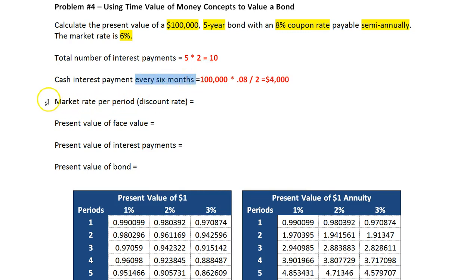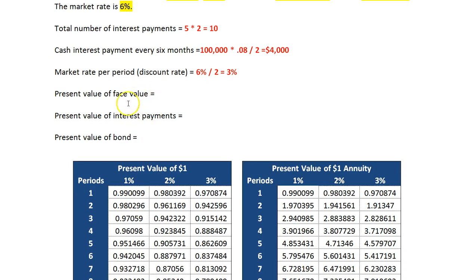The market rate per period, which was called the discount rate, they mean the same thing, but the market rate per period will be the 6% divided by 2, because it's semi-annually, so 6 divided by 2 is 3. Present value of the face value. Alright, I switched these orders up, that way it's more rational. You're doing the face value one first, which uses the first table, and you're doing the present value of the interest payments, which uses the second table.